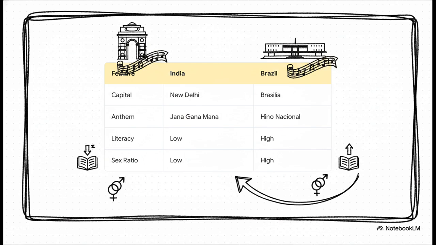The exam source material makes a very deliberate point to show that historically, India has grappled with a comparatively low literacy rate and a low sex ratio. Brazil, on the other hand, is highlighted as having both a high literacy rate and a high sex ratio. It's a pretty stark comparison when you look at the social development outcomes between the two nations.